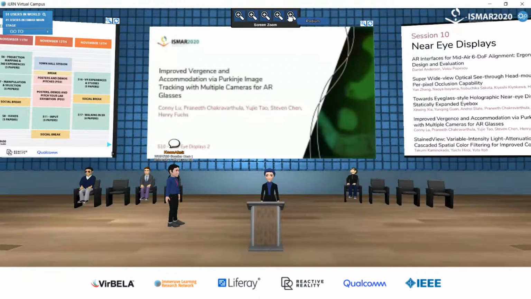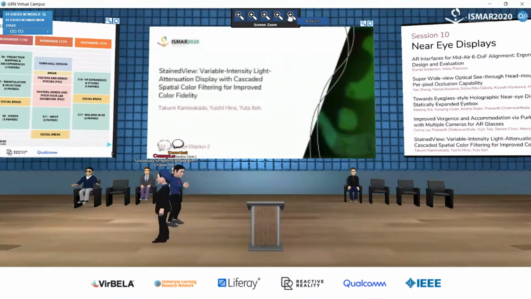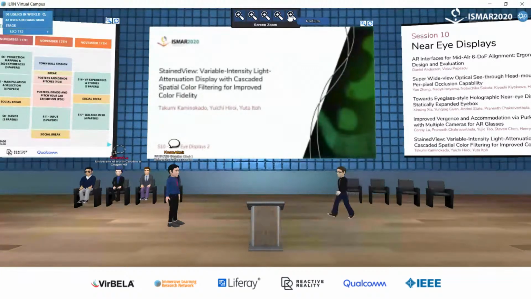I don't see any other questions in the public chat or in the Q&A section, and I think we can move on to the next presentation. Thank you very much, Lou, for your nice presentation. The next presentation is from Takumi Komiyama, Stained View: Variable Intensity Light Attenuation Display with Cascaded Spatial Color Filtering for Improved Color Fidelity. Takumi, the stage is yours.